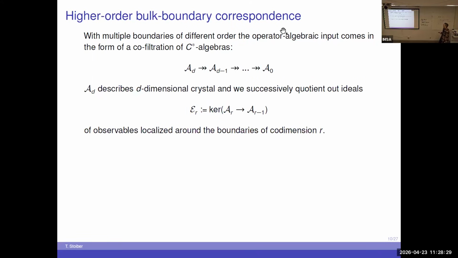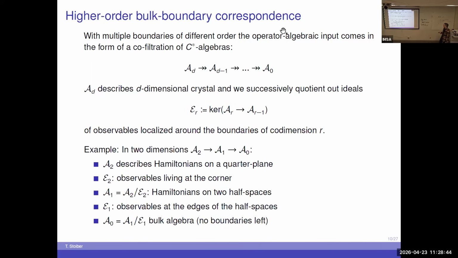So forgetting stuff in mathematics, of course, means we take quotients by ideals. And so we quotient ideals of observables which live around certain boundaries of certain dimensions. So let's look at an example of how this works in 2 dimensions. In 2 dimensions, we have 3 algebras. One, for example, describes Hamiltonians on a quarter plane. And at first stage, what we quotient out are observables which live at the corner of the quarter plane.